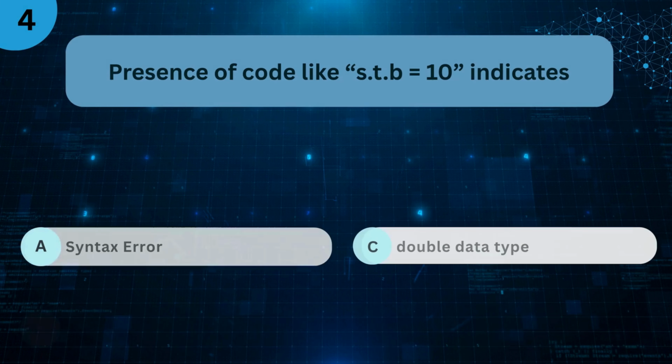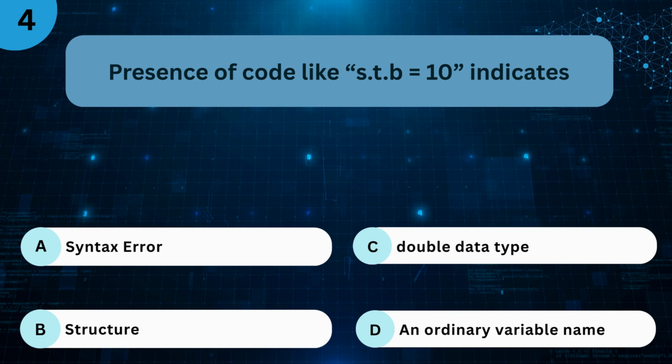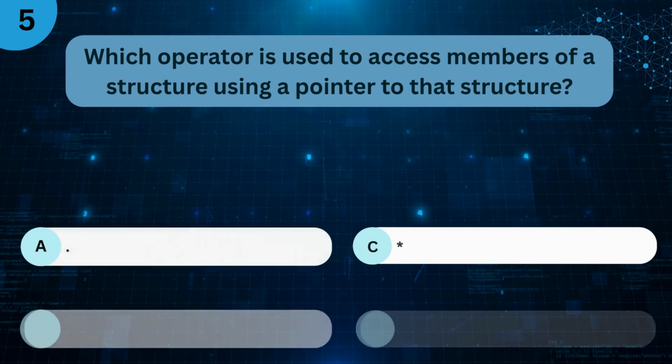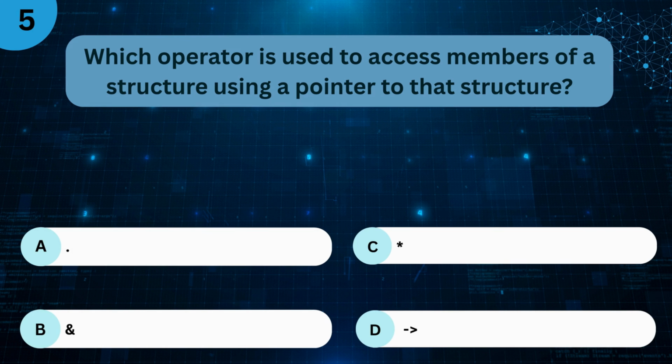No. Presence of code like s.t.b equals 10 indicates: A. Syntax error. B. Structure. C. Double data type. D. An ordinary variable name. The right answer is B. Structure.